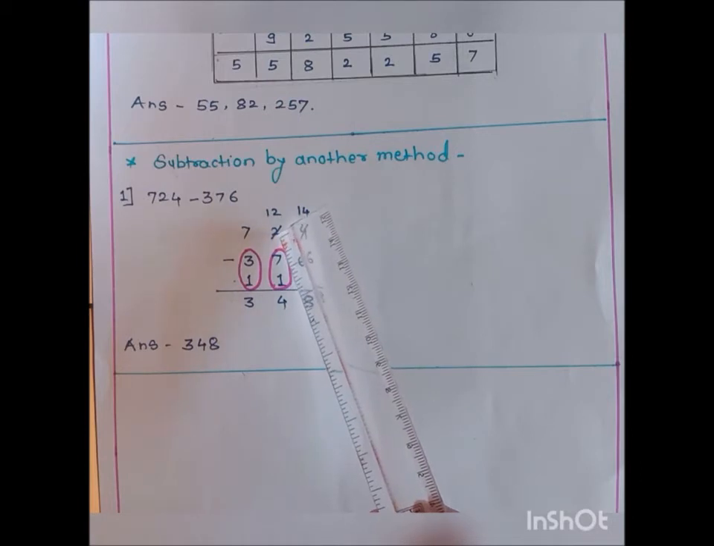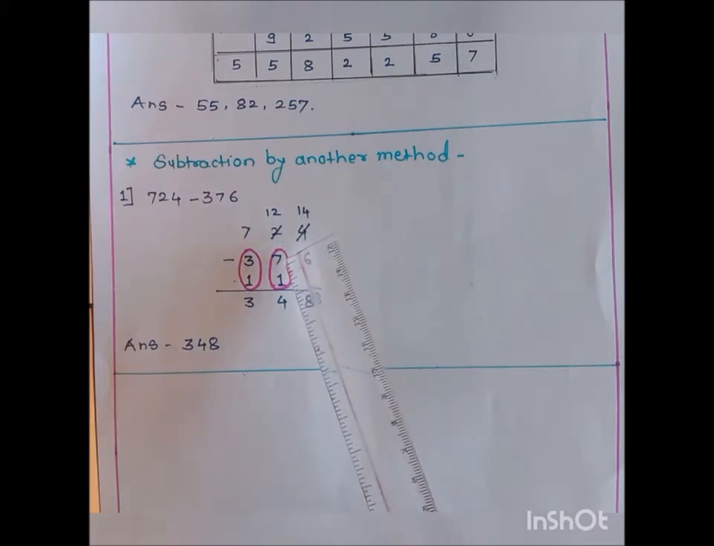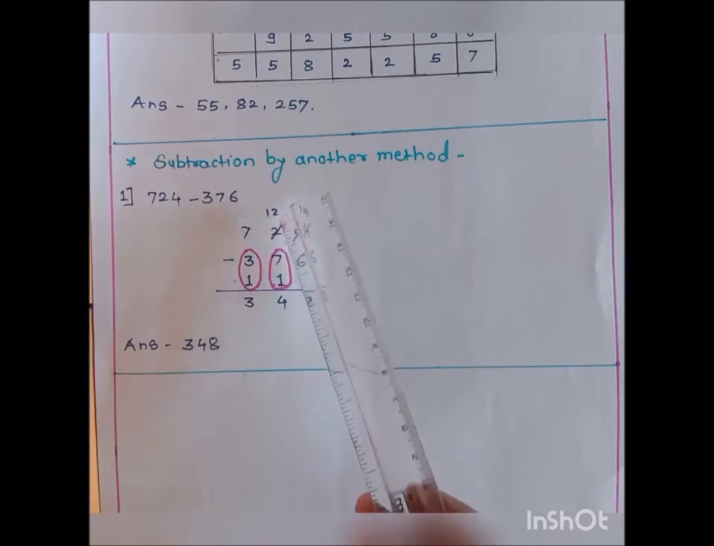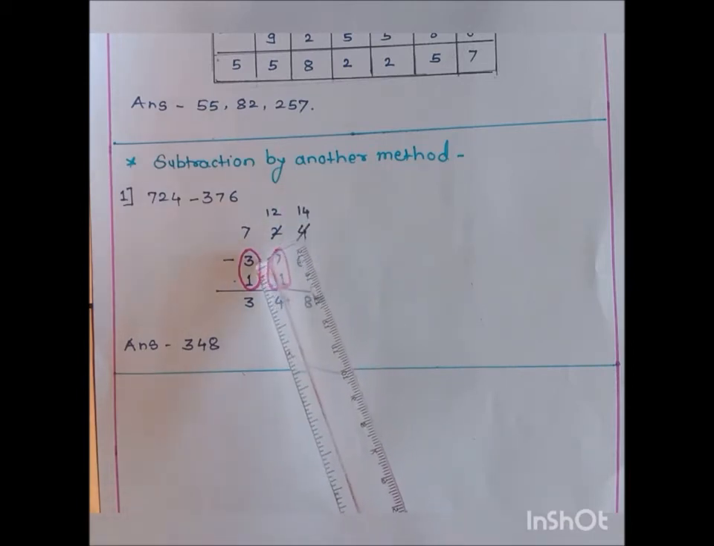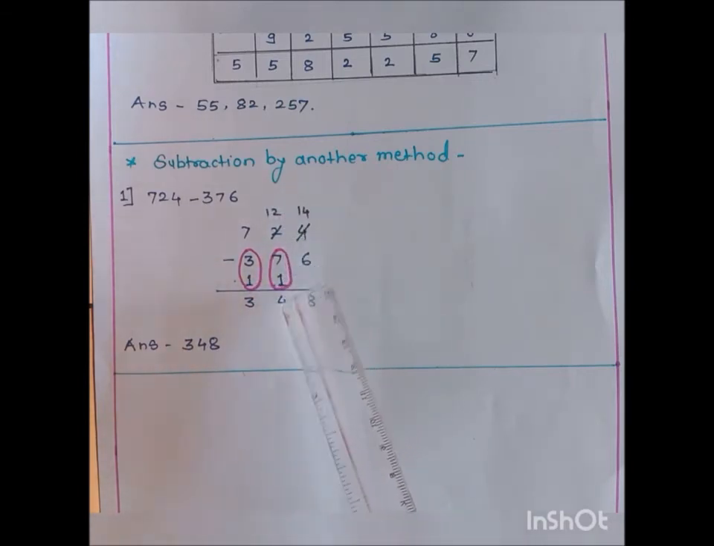Again we cannot subtract 8 from 2 because 2 is a smaller number and 8 is a bigger number. Again we have to add a 10 to both the numbers, both the digits. Here is 12 and here is 3 plus 1 is equal to 4. 12 minus 8 is equal to 4, and here 7 minus 4 is equal to 3.